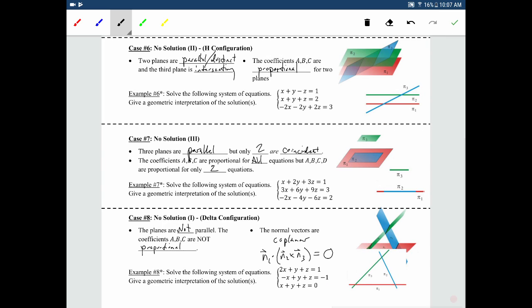So that's it, okay? So I do want you to take a look and try those examples, and then we will take them up in class.